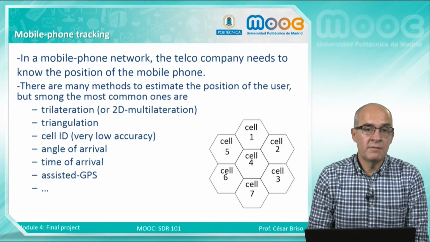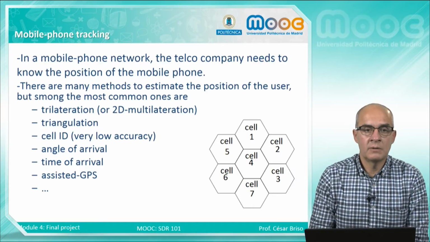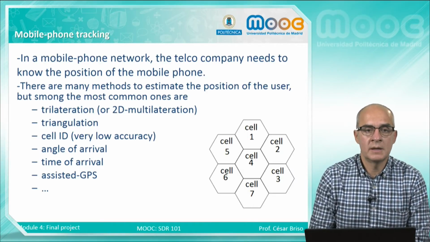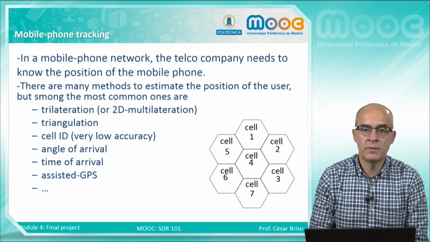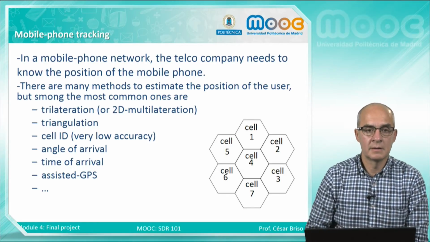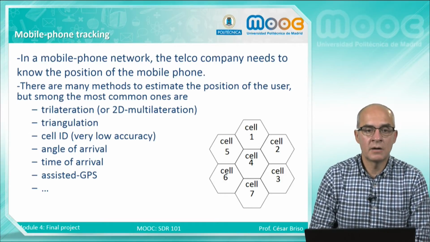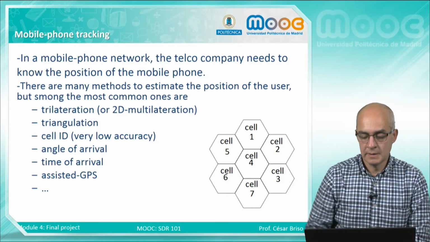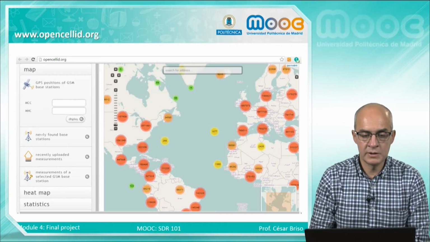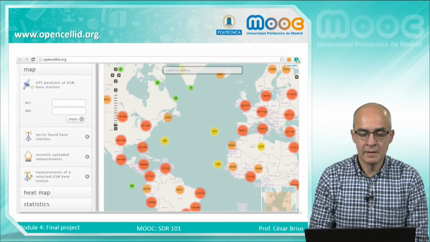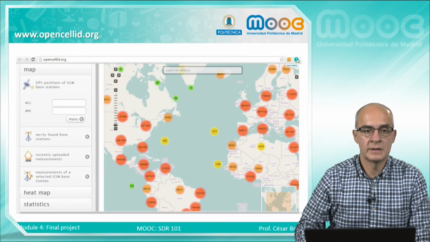In the case of mobile phone tracking, we saw how to identify the cells, and we can do positioning, or we can do many things with mobile telephony using this cell identity. Also, it's possible to do trilateration, triangulation, angle of arrival, many things. There was also this interesting tool which gives you the position, Open Cell ID, and another interesting tool for communications.